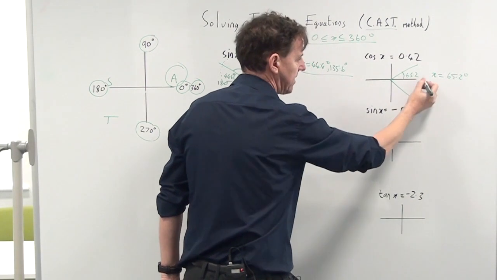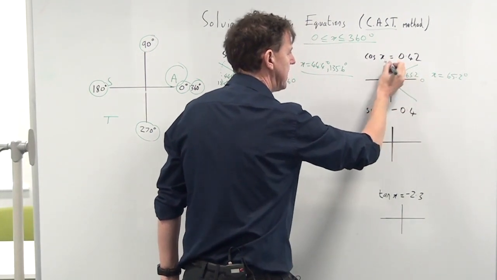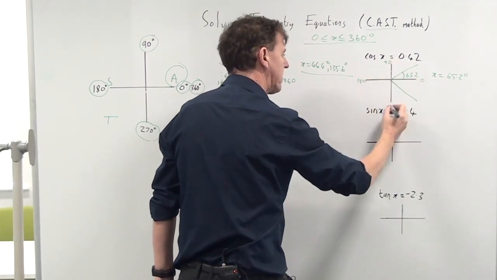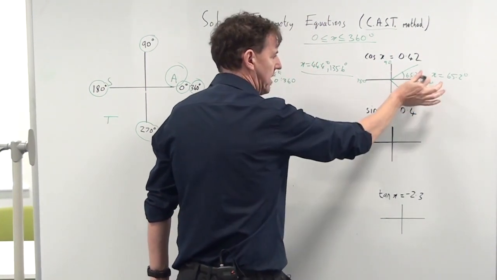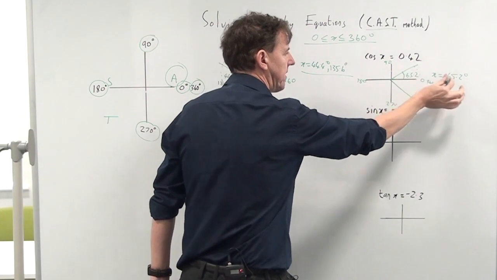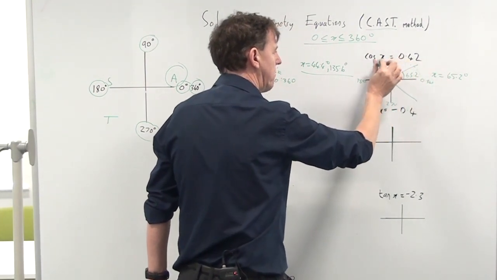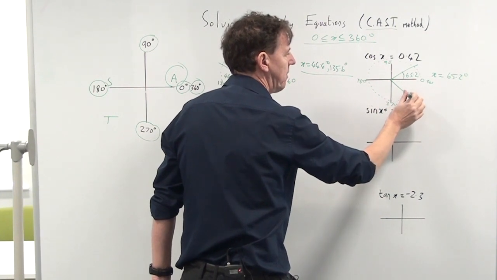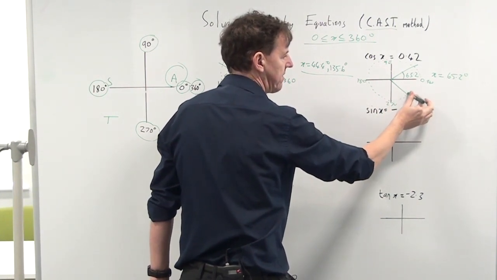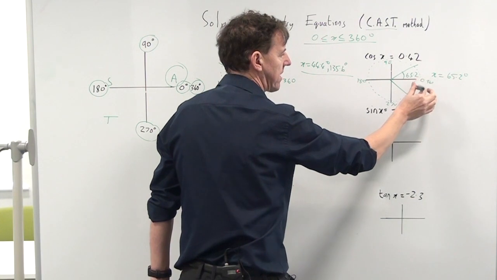Why is that angle there? Because I start with 0, then it's 90, then it's 180, remember you're going anti-clockwise, then it's 270, then it's back to 360. Keep going round. First hit, 65.2. No hit there, no hit there, nothing between 180 and 270, there's my next hit. What would be the best way of getting that angle? I'd go all the way to 360, then come back on myself.